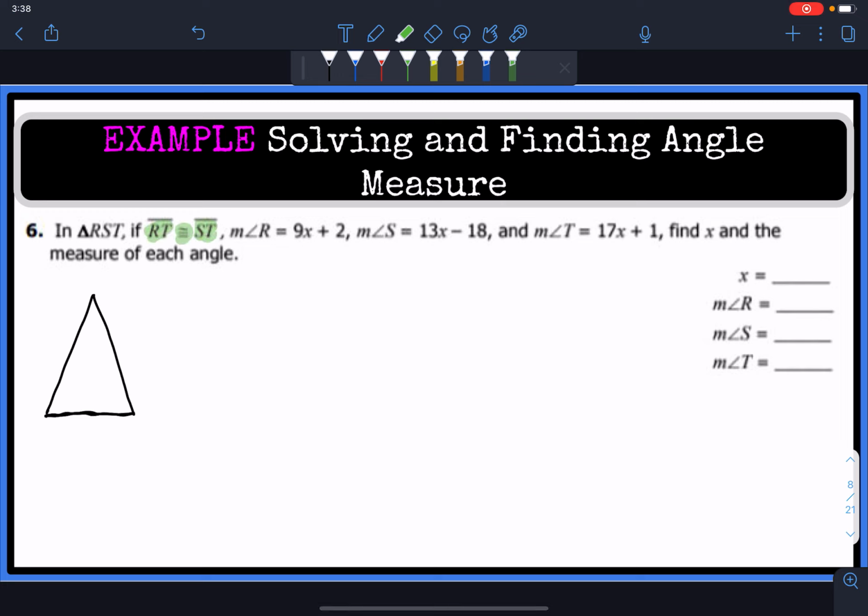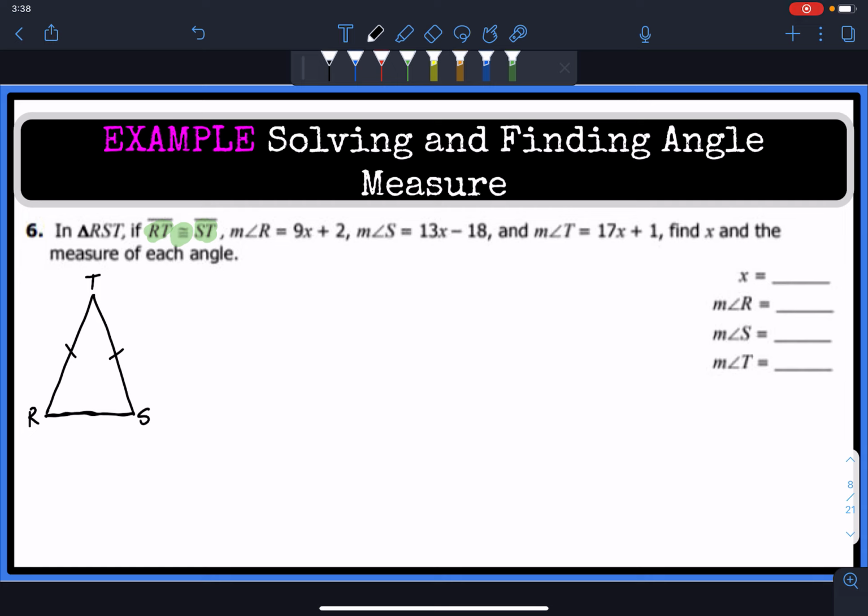Remember this symbol right there, the little equal sign with the squiggly line on top? The approximation symbol on top right there, that's our symbol for congruency. So we're indicating we're given the fact that RT is congruent to ST. So we're going to go from R to a point T, and then from S to a point T, and those two sides are going to be congruent.